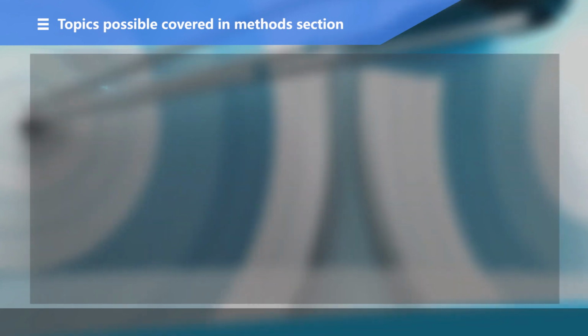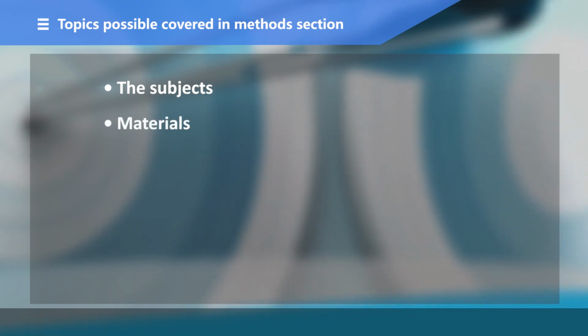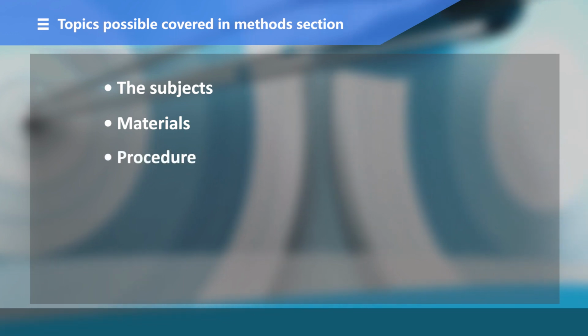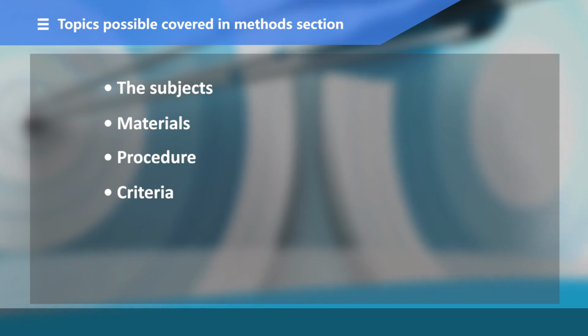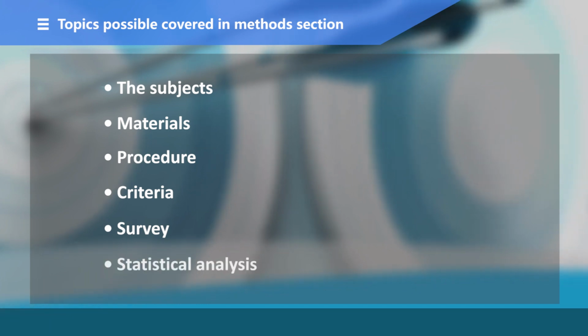Now let's come to the methods section. First, think about this question. What do you expect to know in this part? I want to know how to choose the topic of the experiment and how to use materials in the experiment. And also, I think the procedure of the experiment and the criteria for choosing the subject should be included. Yes. I expect to know the survey carried out in the experiment and the statistical analysis.